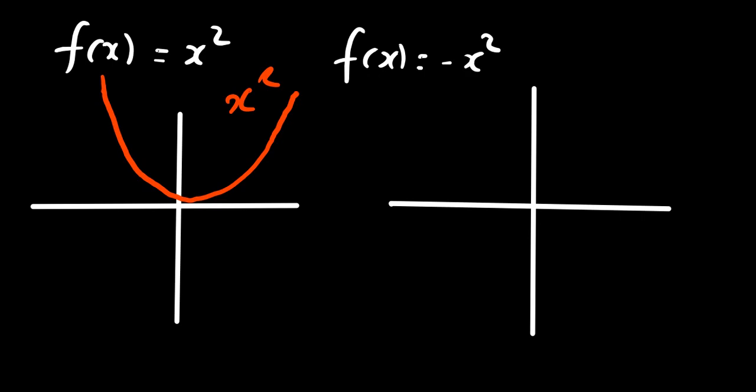Then let's say you're asked to graph f of x is equals to x squared minus 3. How are we going to graph that one? Okay, if we say this is our x-y plane, this is our x, this is our y. Now how are we going to graph that one?